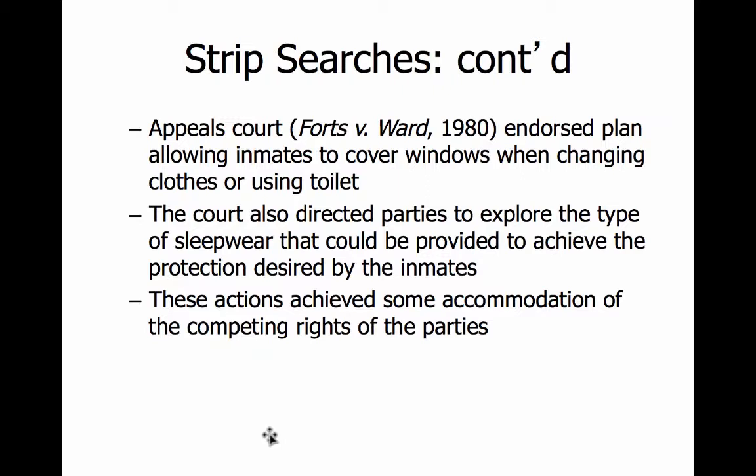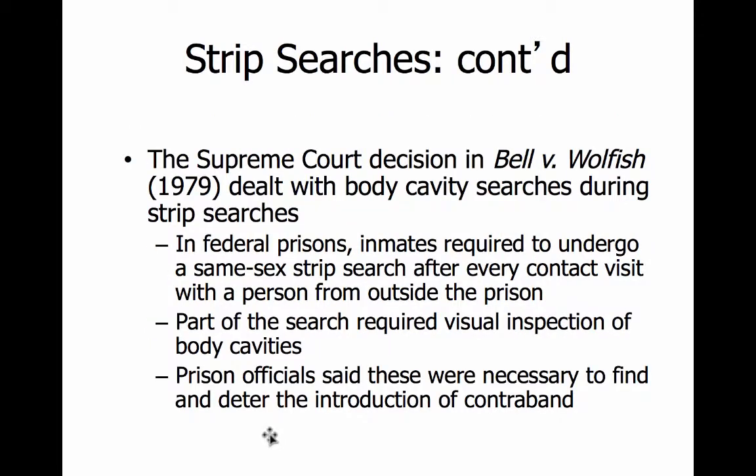Appeals court endorsed a plan in Forts v. Ward, allowing inmates to cover windows when changing clothes or using a toilet. The court also directed parties to explore the type of sleepwear that could be provided to achieve the protection desired by the inmates. These actions achieve some accommodation of the competing rights of the parties.